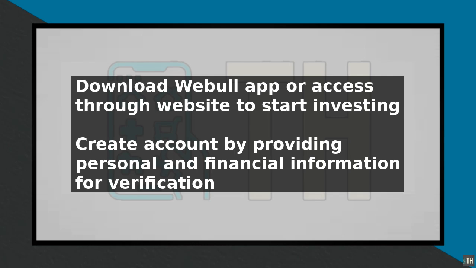First, download and install the Webull app on your mobile device or access the platform through the website. Create an account by providing the required personal and financial information. Webull will then verify your identity and approve your account.